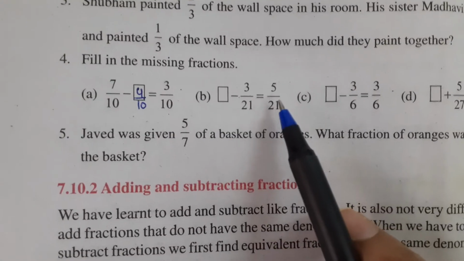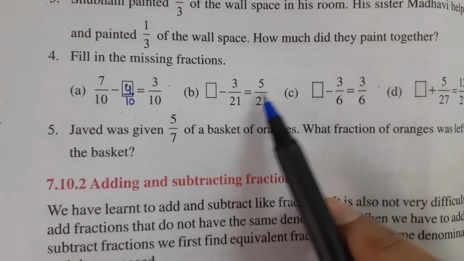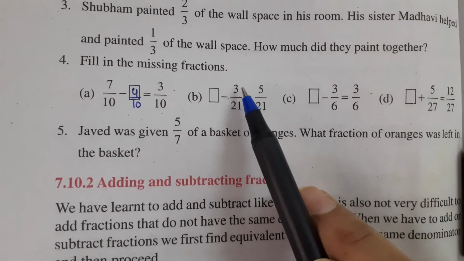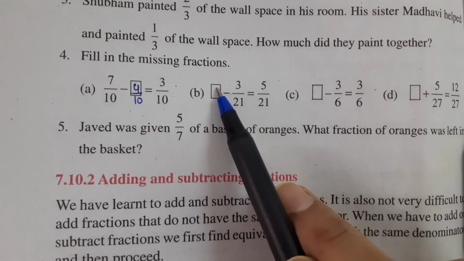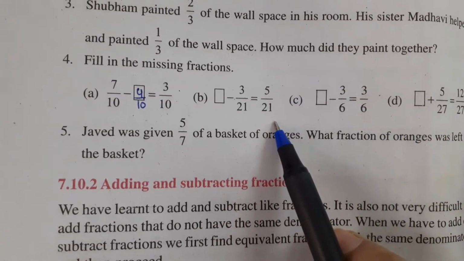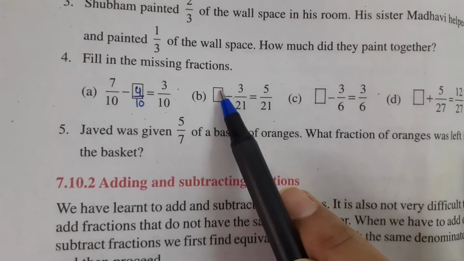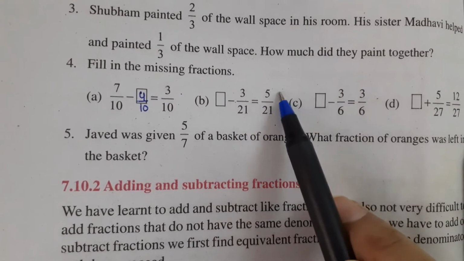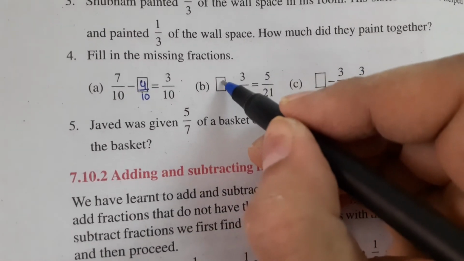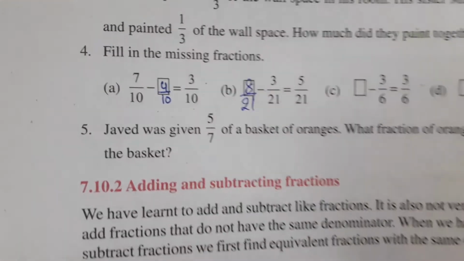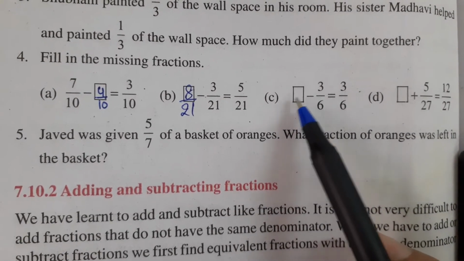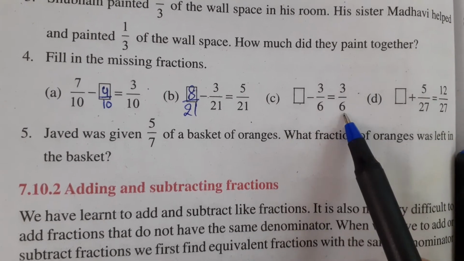Okay. Now what is to be subtracted from this dash means, if I subtract 3 by 21 from this dash, I must get 5 by 21. So what should be the fraction from which 3 by 21 is to be subtracted to get 5 by 21? It will be 8 by 21. This dash minus 3 by 6 is equal to 3 by 6.